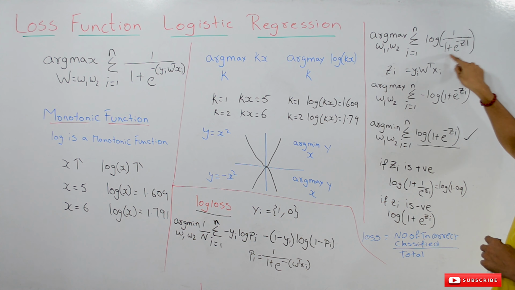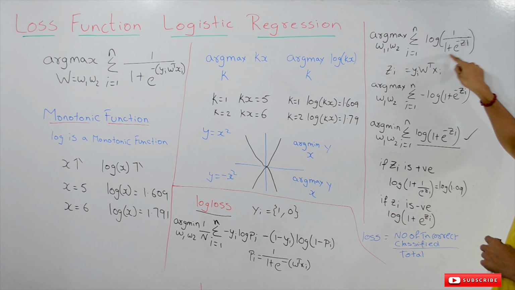So this function we call the loss function. Why do we call it a loss function? We will understand it now by analyzing this function a little bit. So log of 1 plus e power minus zi. Zi means yi w transpose xi.